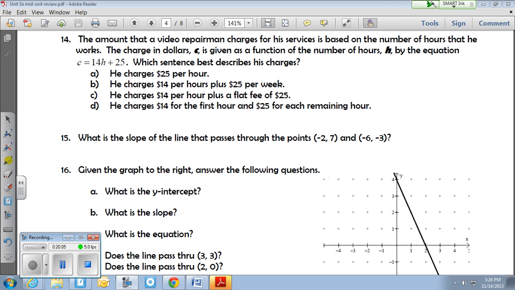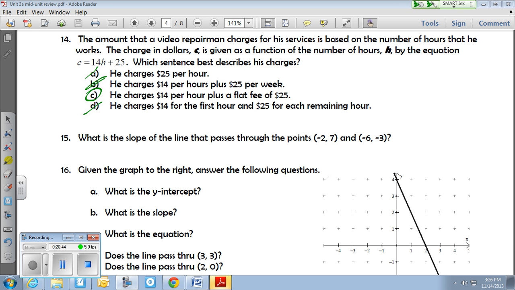He charges $14 per hour plus $25 per week. No, that's not it either. Not per week. He charges $14 per hour plus a flat fee of $25. Yeah, that's just for coming out. That's for taking the time out of his day and making the trip, usually to cover gas or whatever. And then he charges you per hour with that $14 fee. That's pretty cheap. And then letter D, he charges $14 for the first hour and $25 for the remaining hour. No, that's just silly. Okay, so number 14 is C.